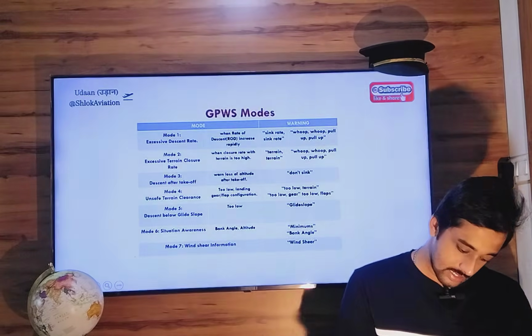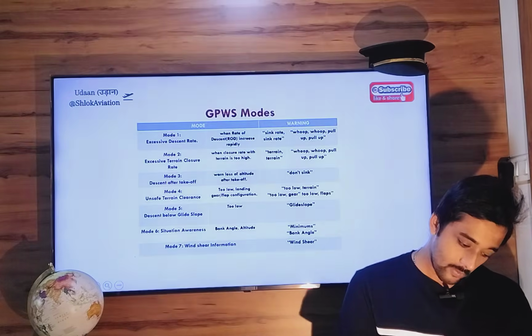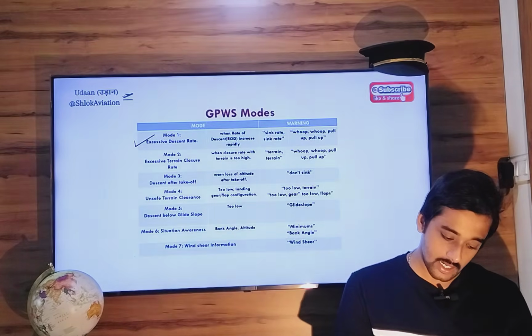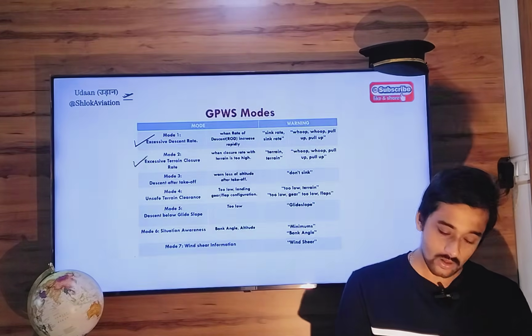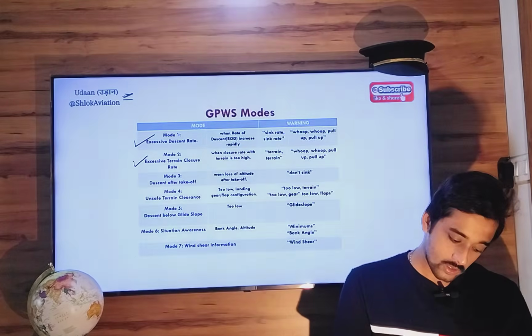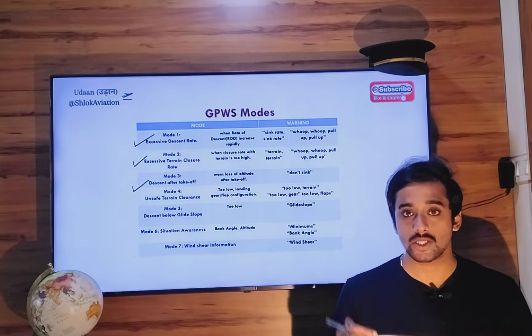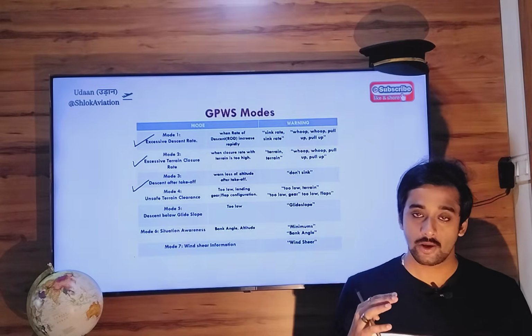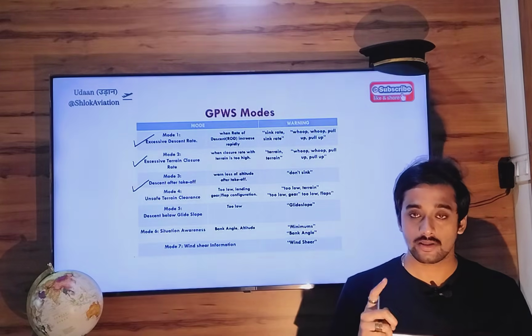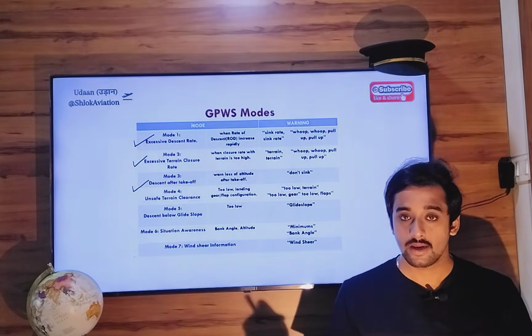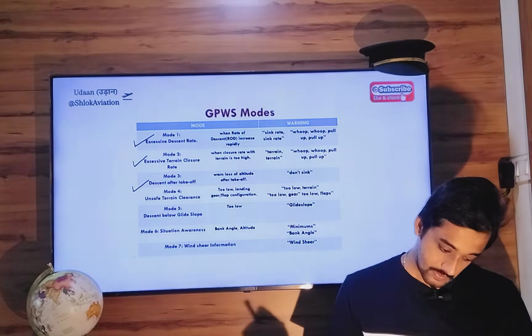So there are 7 modes here. Mode 1, like I said, excessive descent rate, excessive terrain closure rate, mode 2. Mode 3, descent after takeoff. That means once you lift off and your aeroplane sinks, at that time you will get mode 3 alert and warning.